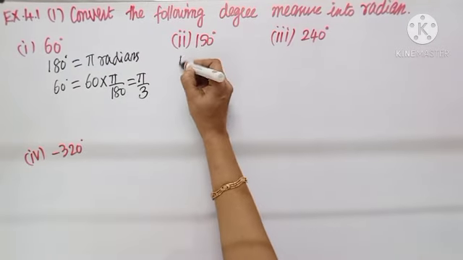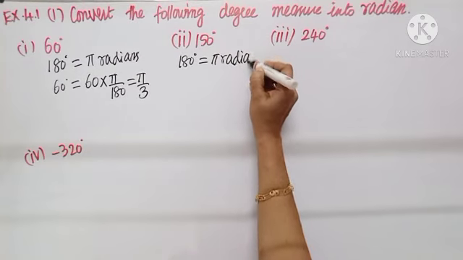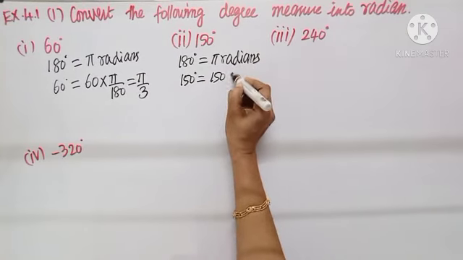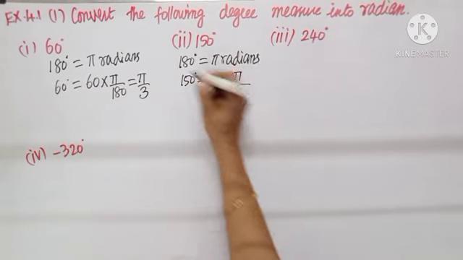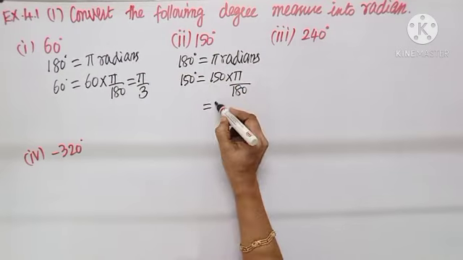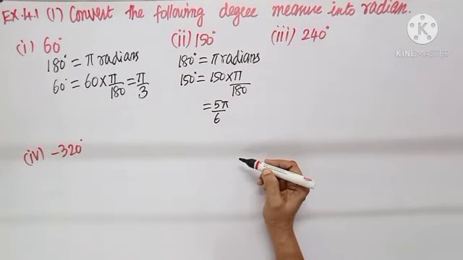In the same way, 180 degrees is equal to pi radians. Now the question is 150 degrees. 150 into pi by 180. Simplify and write the answer. 5 3s are, 6 3s are. My answer is 5 pi by 6.